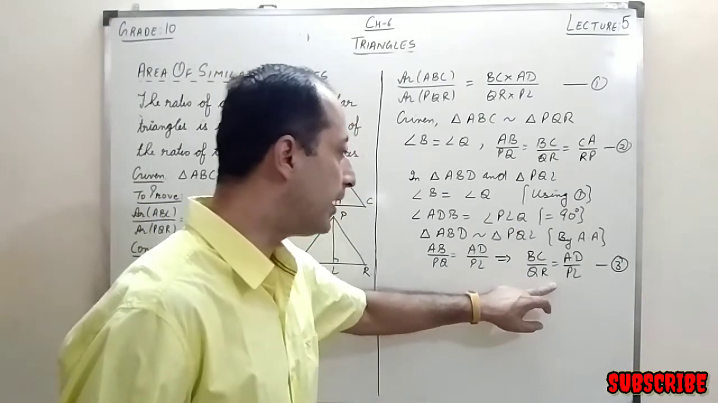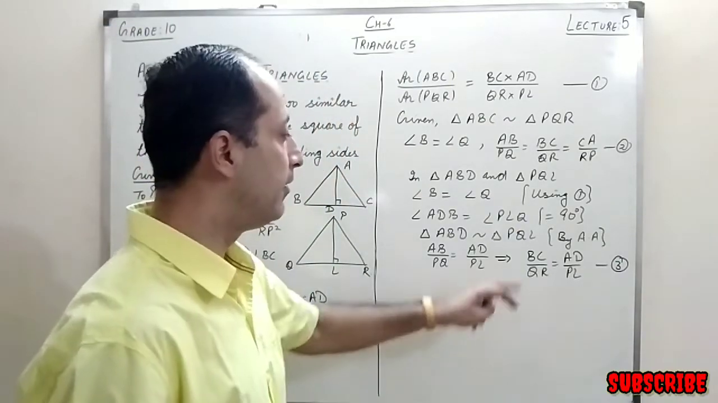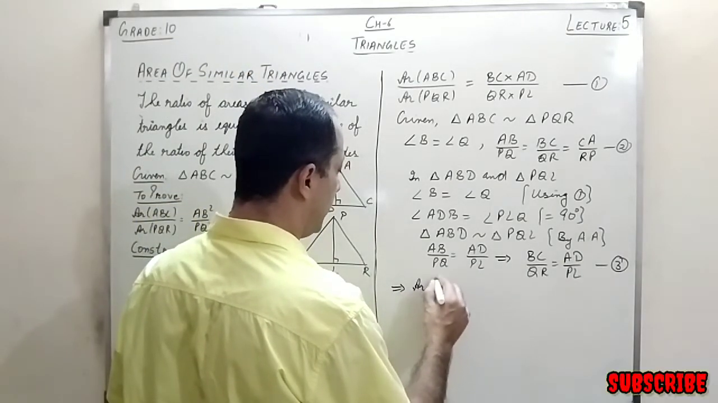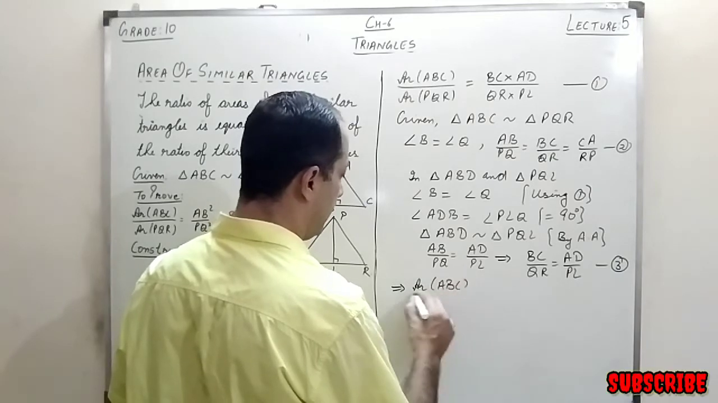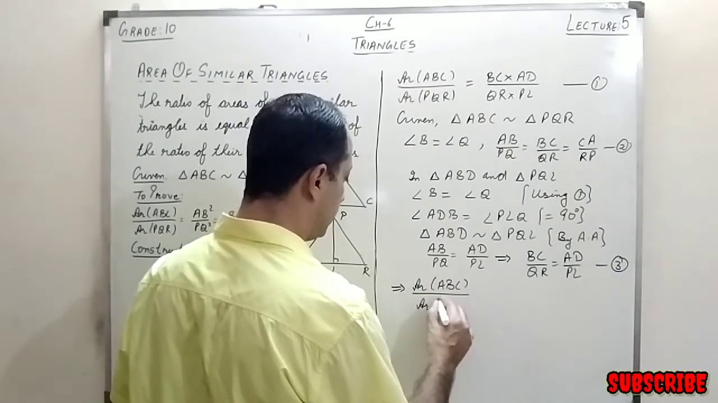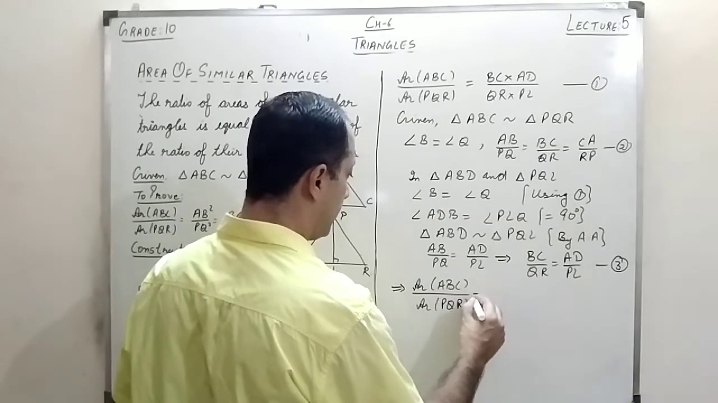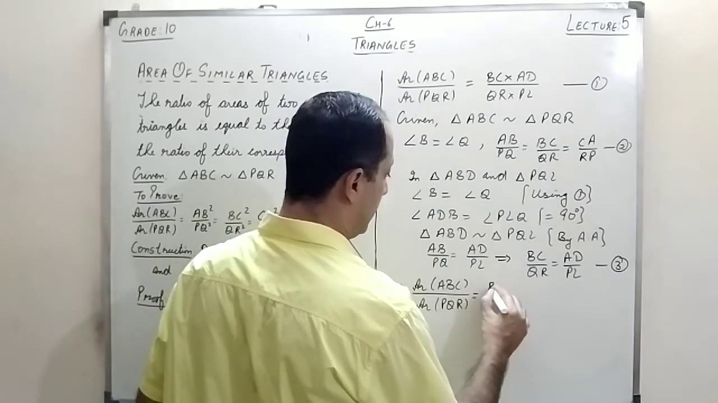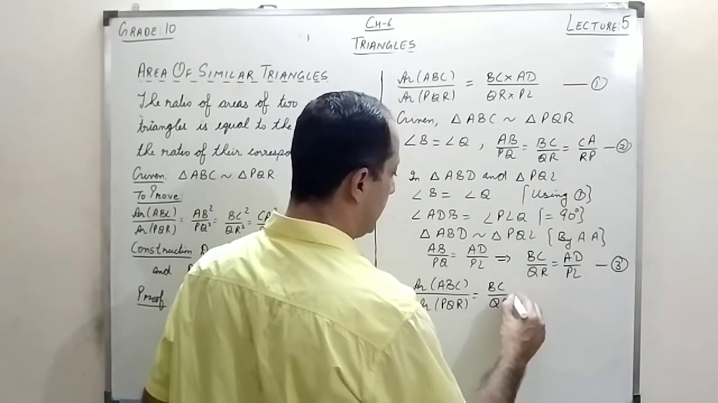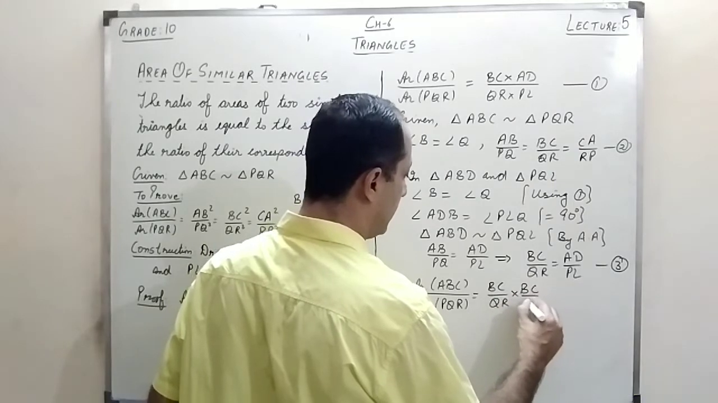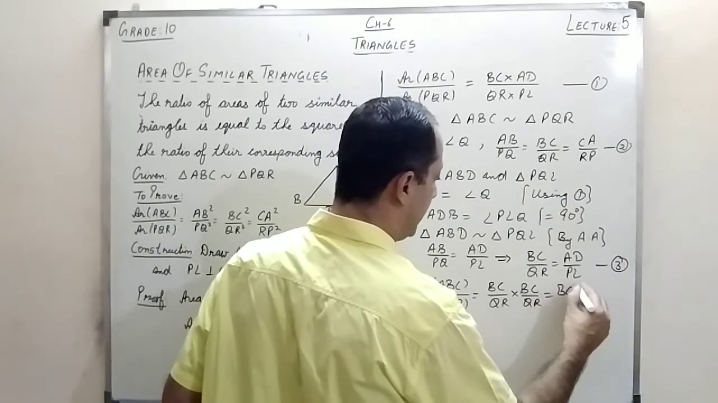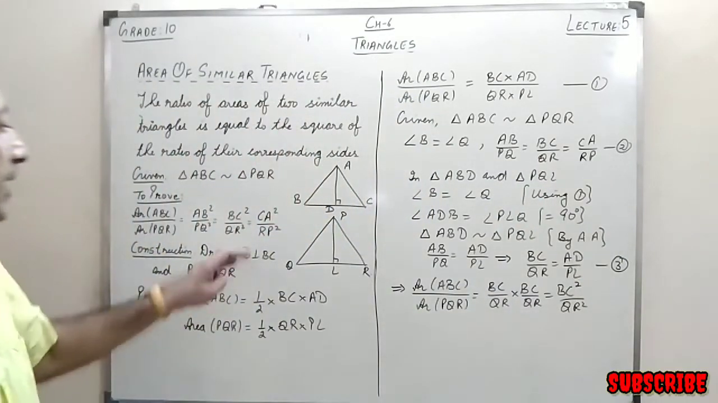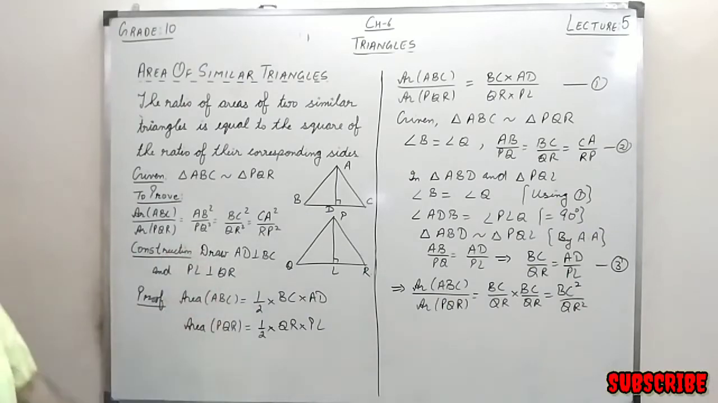Now I can substitute the value of this ratio AD by PL from 3 in 1. So what I get, this means area of ABC upon area of PQR is equal to BC upon QR into BC upon QR, and that will be equal to BC square upon QR square. And since these all ratios are equal, we can get the desired thing which we have to prove.